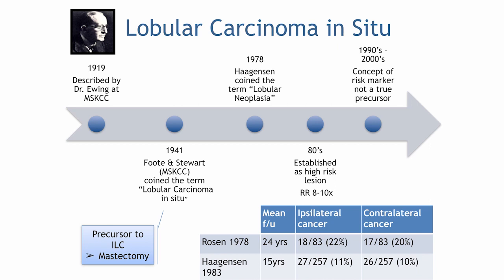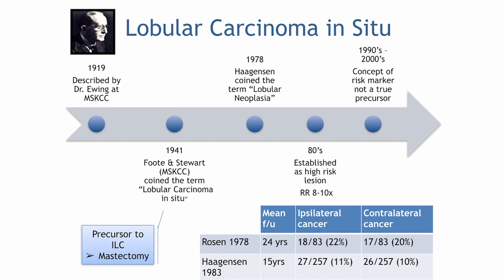In 1941, two other pathologists at Memorial, again, Foote and Stewart, started seeing this lesion in breast tissue, and they knew that Dr. Ewing had taken a picture of it but hadn't described it. They actually gave it its name. They were the ones to coin the term lobular carcinoma in situ, and they were concerned that women who had this lesion in the breast would develop breast cancer if they didn't have surgery.